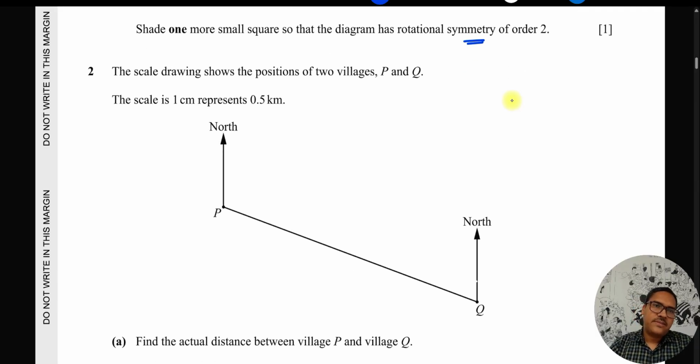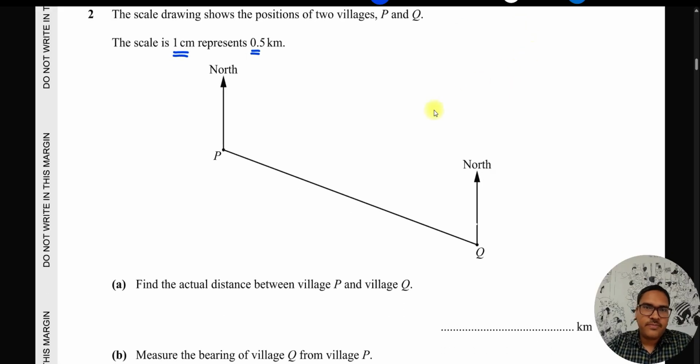Now the next question: the scale drawing shows the position of two villages P and Q. 1 centimeter represents 0.5 kilometer. Find the actual distance between villages P and Q. I will give you the method for this, because this paper is zoomed, so obviously the answer will not match the answer key. What will be the method?